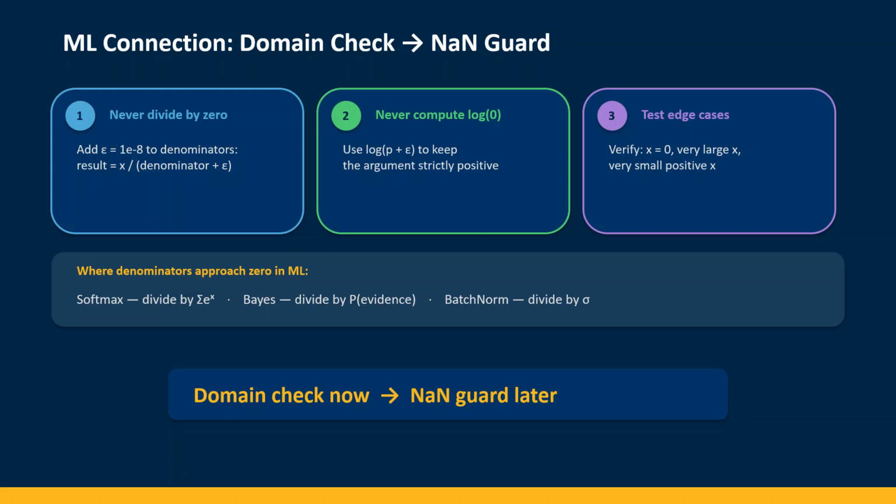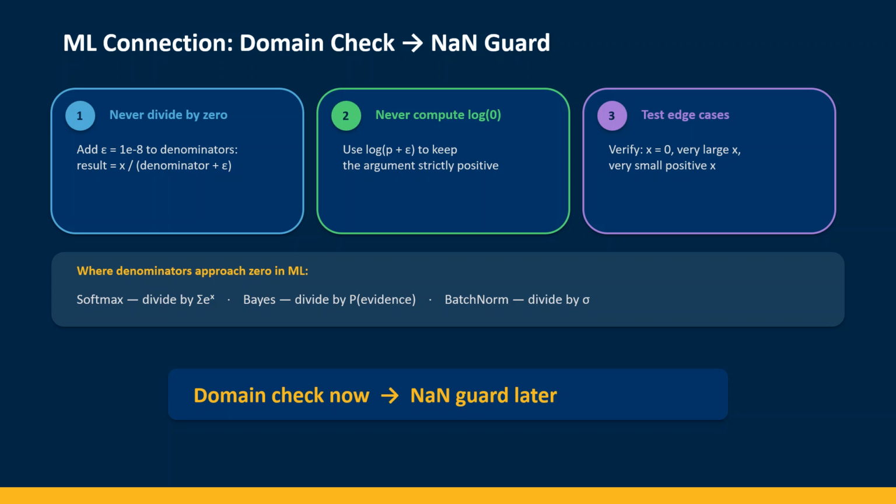In each case, the denominator can, in principle, approach 0, or become numerically indistinguishable from 0 in finite precision arithmetic, producing undefined or infinite results, the computational analog of evaluating a rational expression at a domain-excluded value. 3 defensive rules follow directly from the domain-checking habit developed in this lesson. First, never divide by a quantity that could be 0 or near 0 without adding a small stabilizing constant, typically epsilon equals 10 to the negative 8, to the denominator.